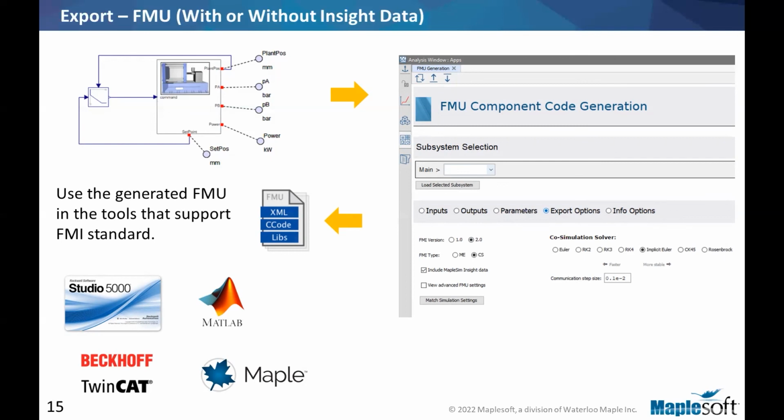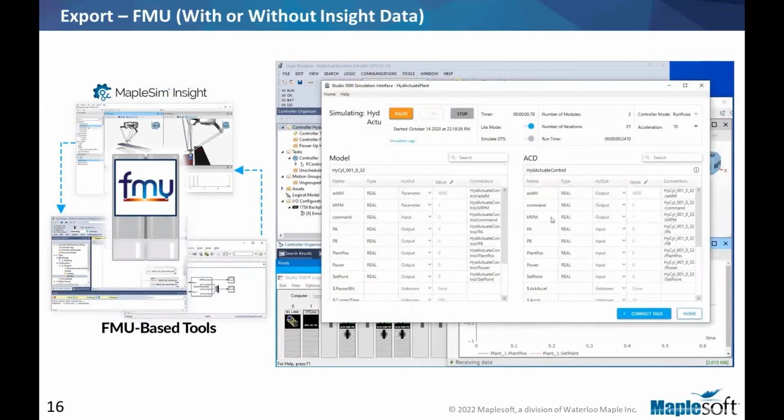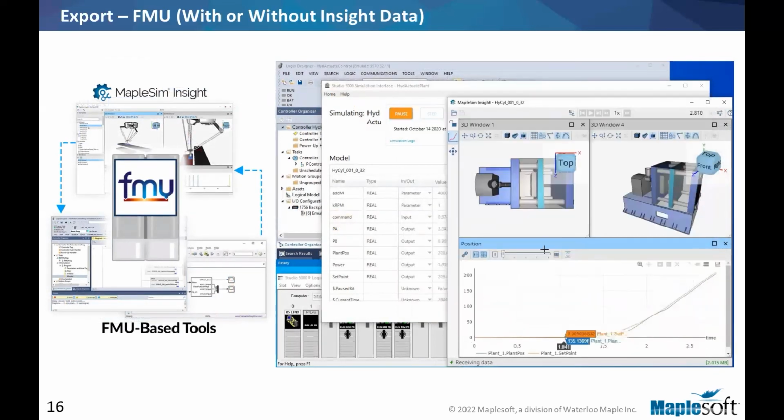But for this FMU, if I have Insight data, what this means is that once I connect to my PLC code or my program, then what I'm going to be able to see is actually a 3D representation of my system. So what we see on the screen here is I'm actually working in Logix Designer, so I'm in that Rockwell space. I've connected my program up to the FMU, and as soon as I start the FMU, I can see it being displayed in MapleSim Insight. And that's what that toggle was in that app.